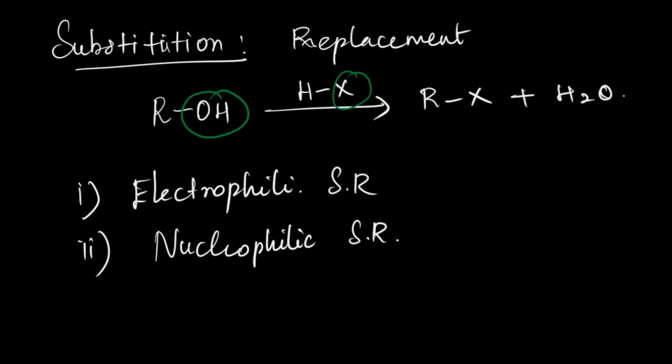Electrophile, nucleophile. What is the difference? Electrophiles are electron-loving species, and nucleophiles are nucleus-loving, electron-donating species. Out of these two, today we are going to see nucleophilic substitution reactions in detail. Why only that? Because electrophilic substitution reactions we are going to see in detail in the haloalkanes chapter. Now let's see nucleophilic substitution reactions.